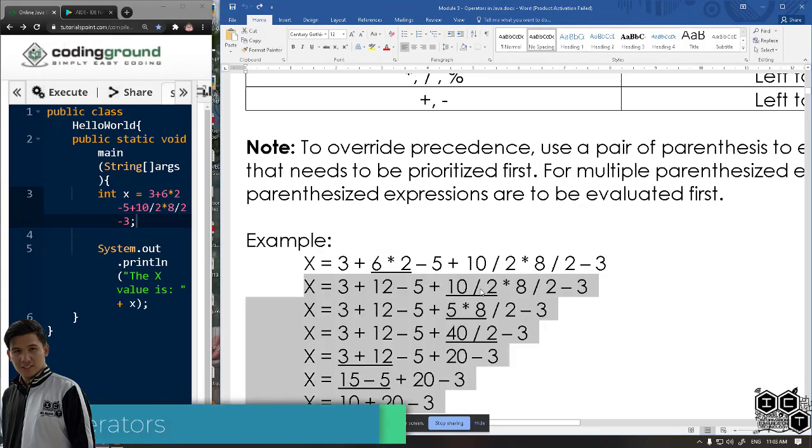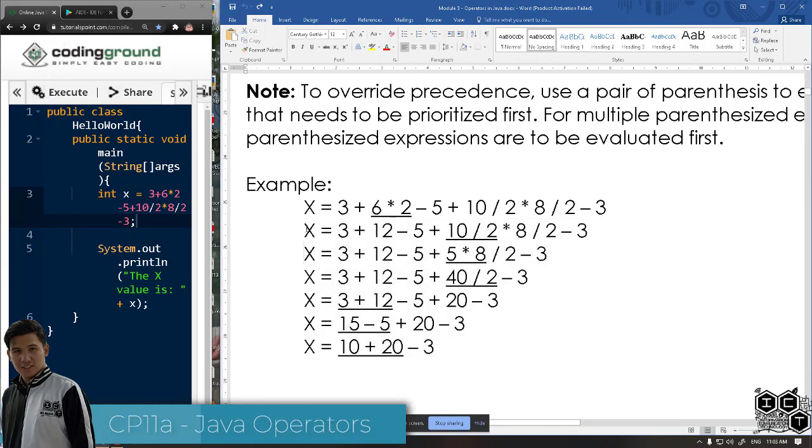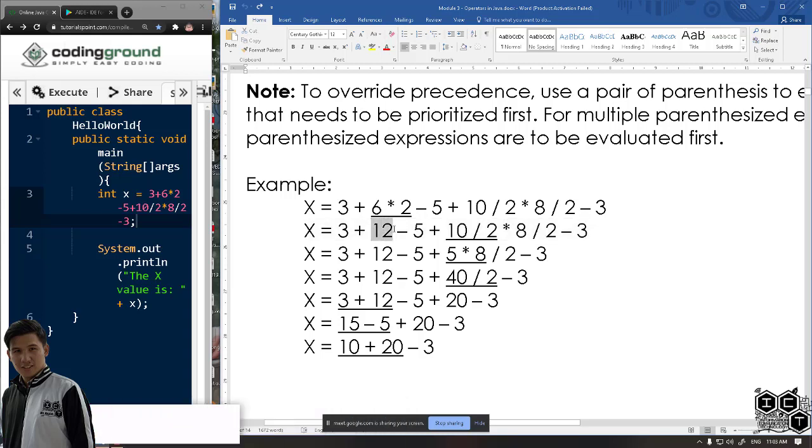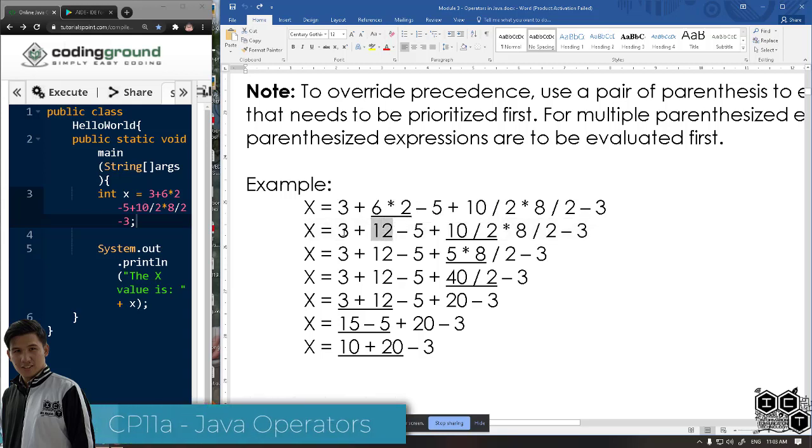So, yan yung execute ko ngayon. Dito tayo. So, 6 times 2 is equivalent to 12. So, ayan na siya. So, 3 plus 12, which is the result of this one, kinapi ko lang to lahat, minus 5 plus 10 divided by 2 times 8 divided by 2 minus 3.